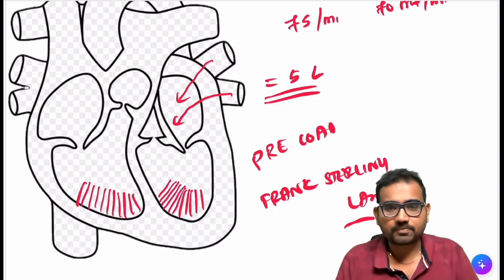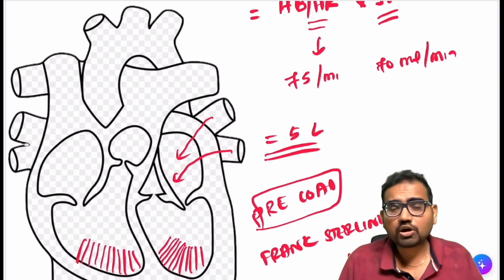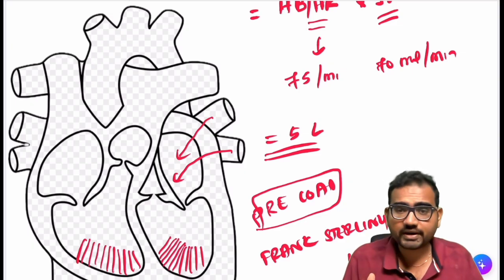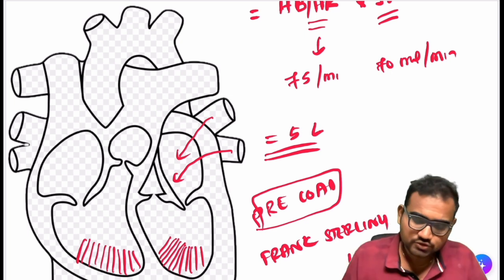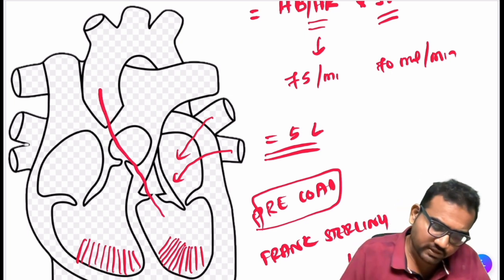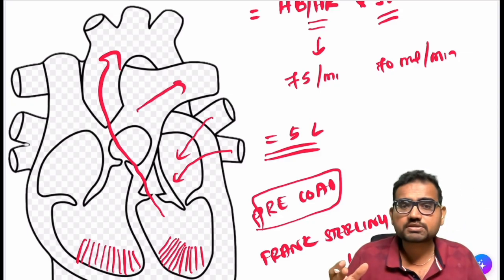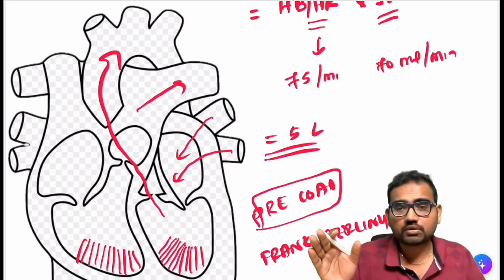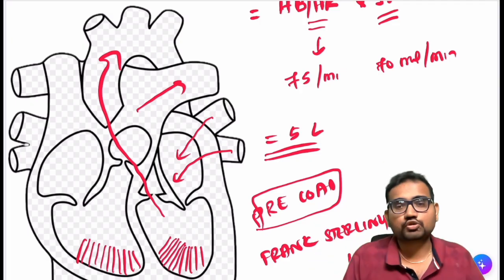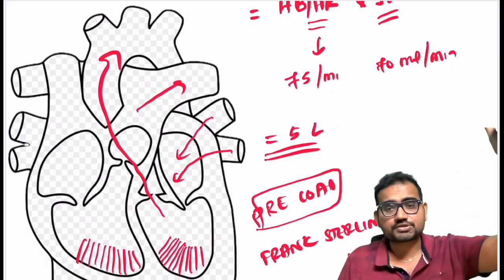More blood enters, more end diastolic volume, more stretch, more contraction takes place. So this is preload. What is afterload? Afterload is the amount of resistance the ventricles face to push the blood into the arteries. Imagine the blood enters into the aorta and pulmonary arteries. If there is more resistance, will the ventricles do better? No. Increased resistance or increased afterload will cause decreased cardiac output.